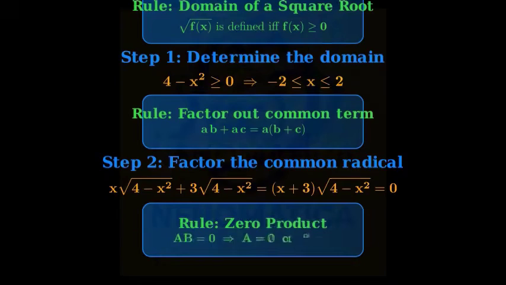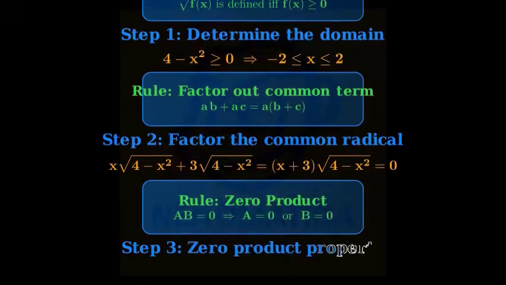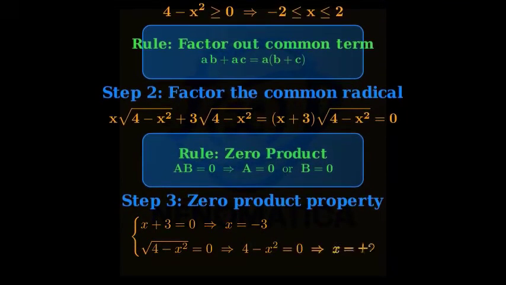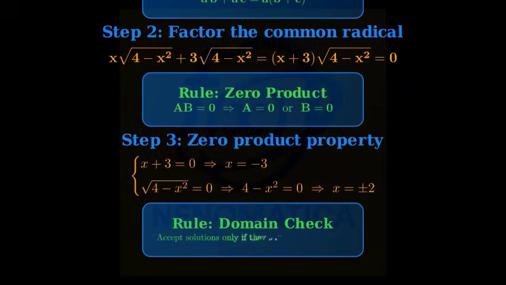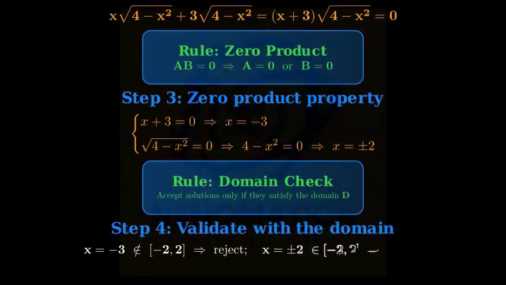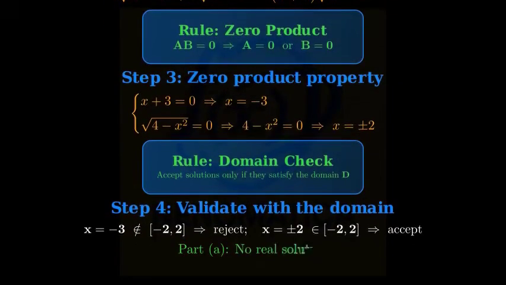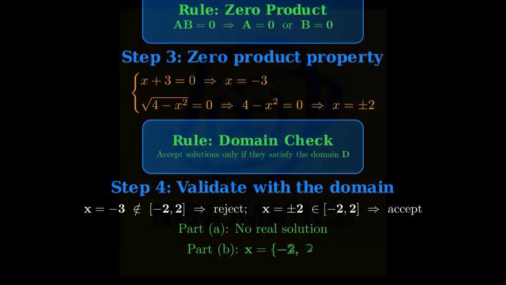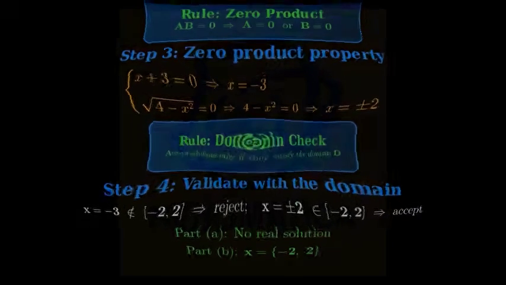Apply the zero product property. Either x plus 3 equals 0, or the square root of 4 minus x squared equals 0. That gives candidate solutions x equals negative 3, and x equals plus or minus 2. Finally, check the candidates against the domain from step 1, which was between negative 2 and 2. Negative 3 is outside the domain and is rejected. Both plus 2 and minus 2 are in the domain and are accepted.